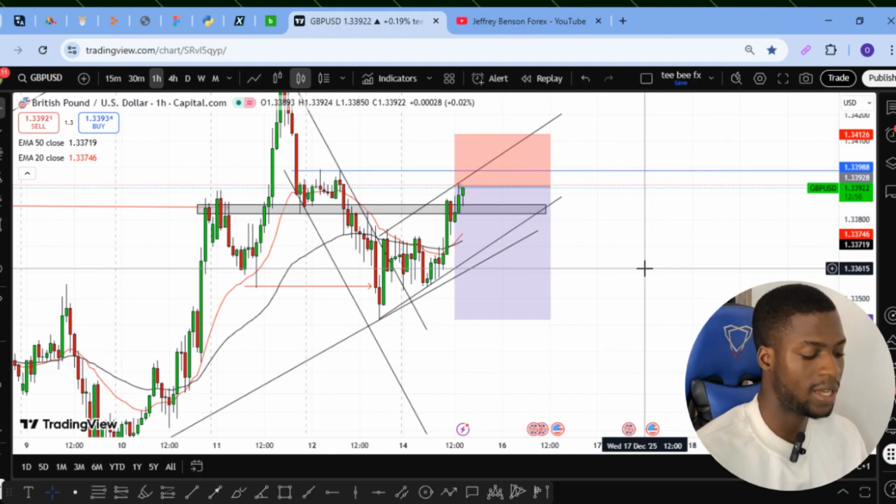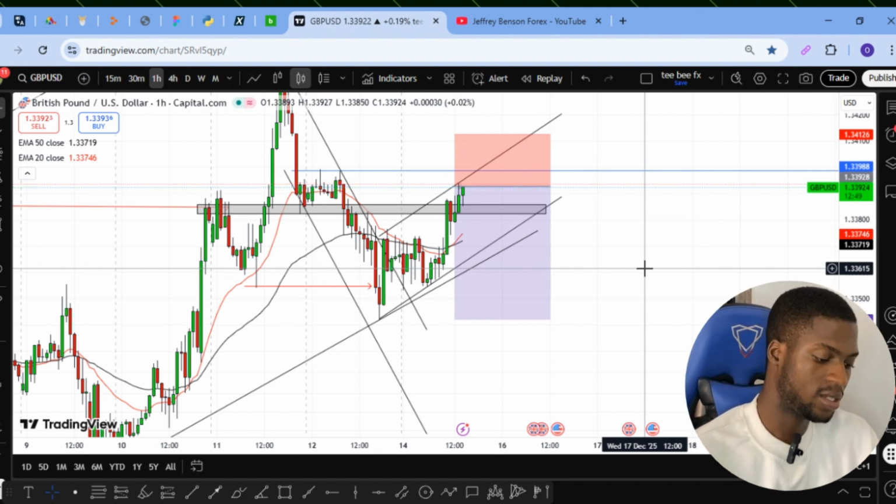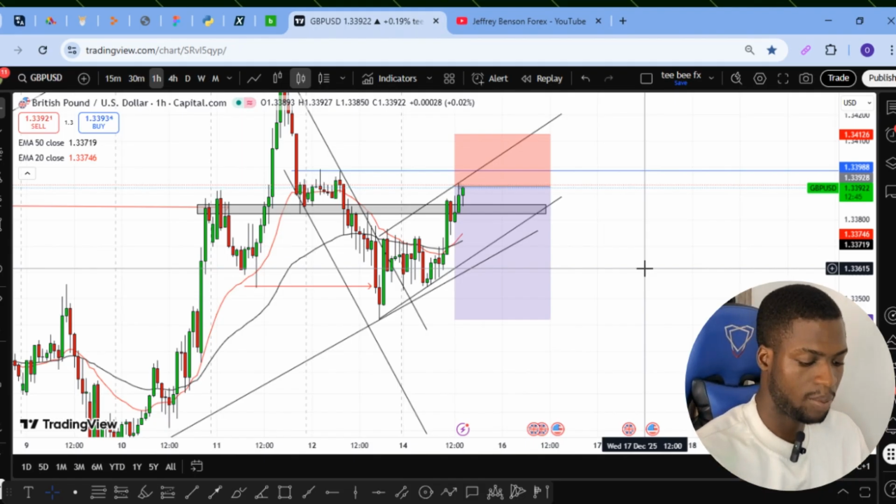sign of going to the upside, but I'm not risking too much. Even if I take a loss on this trade, I'm not risking too much on it. So yeah, that is it. That is the trade I'm currently in. So let me see what is happening.